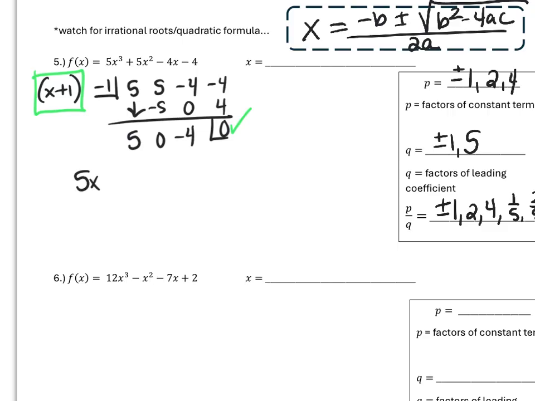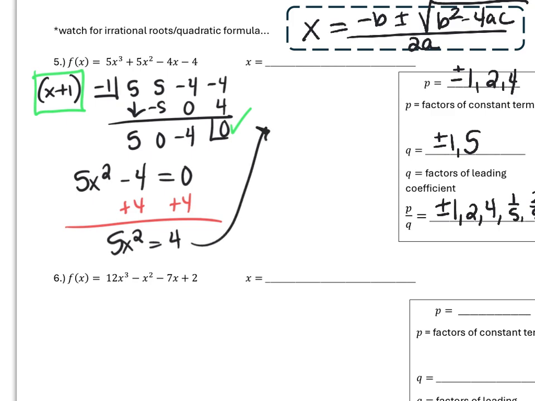Then this, 5x squared minus 4 equals 0. We can just solve this using algebra. So add 4 to both sides. We get 5x squared equals 4. And then we'll divide both sides by 5. So we get that x squared equals 4/5. And the last step is to square root both sides.